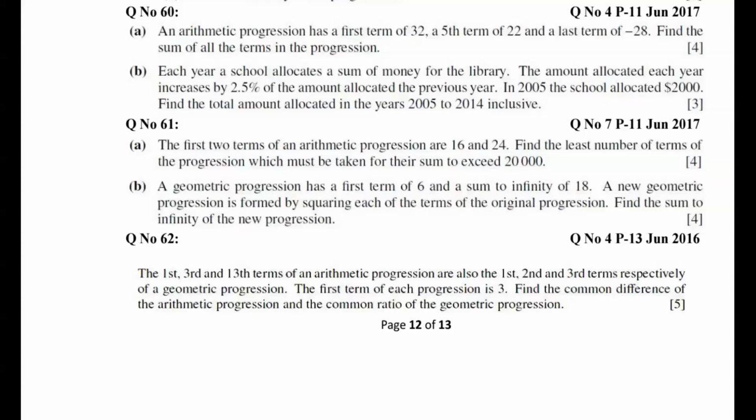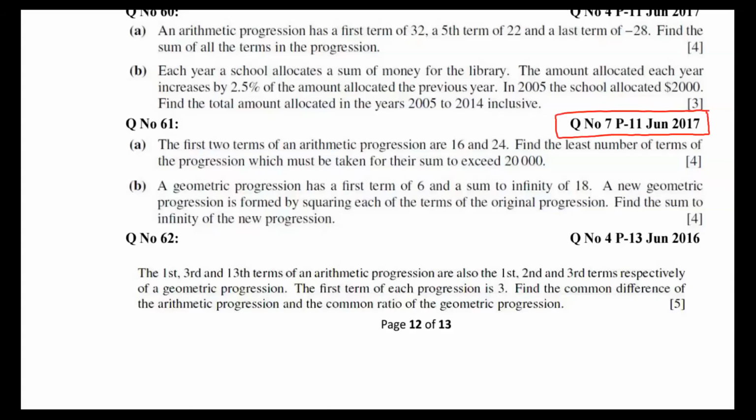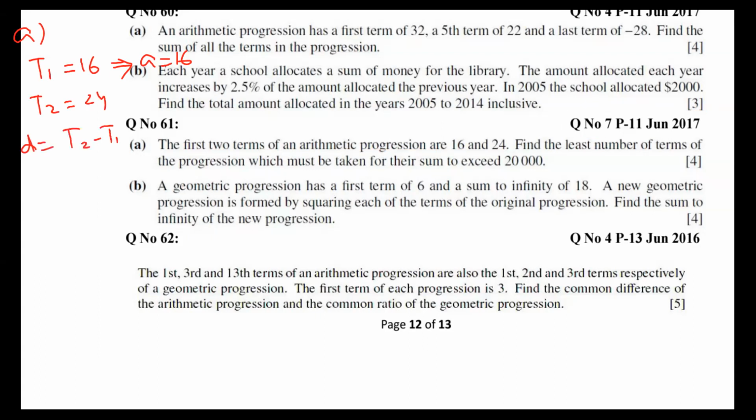Bismillah ar-Rahman ar-Rahim. This is a question, June 17, first variant, question number 7. Topic is sequence and series. Okay, let's start. A part. He said the first two terms of an arithmetic progression are 16 and 24. First two terms, so it means T1 is 16. You say T1 or you say a, no problem at all, both are the same. And T2 is 24. I can find the common difference easily from here. How? T2 minus T1. So 24 minus 16, we got 8.